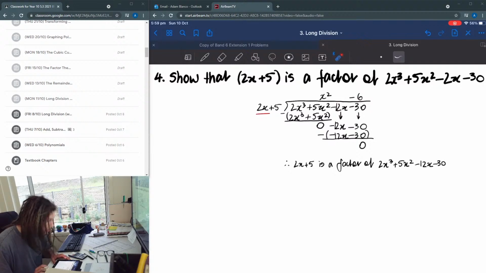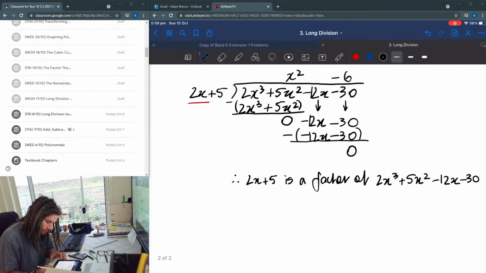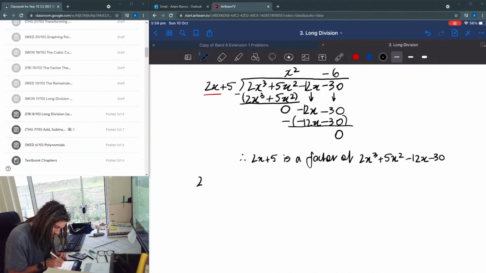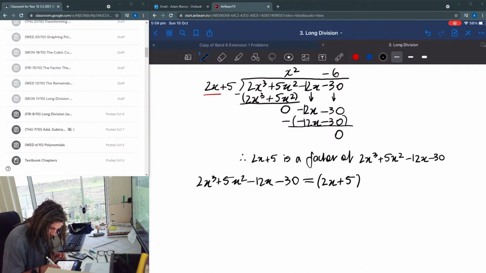So that means, I wonder how they get that last line. Oh, that's interesting. Interesting thing to note. Because there's no remainder, the way I can write my solution, so the 2x cubed plus 5x squared minus 12x minus 30 is equal to, so what I'm doing is this is equal to that times that. So 2x plus 5 times x squared minus 6.